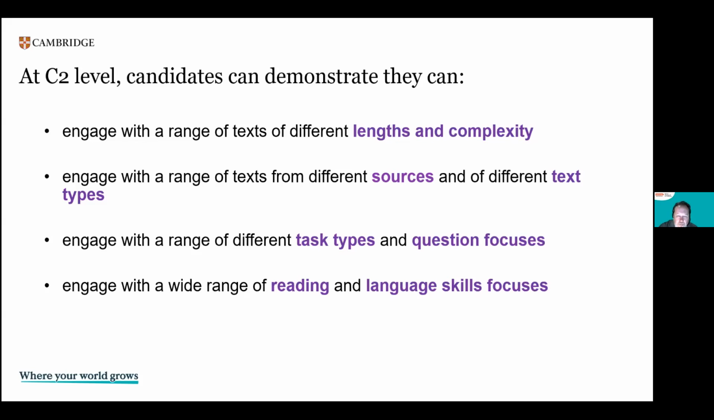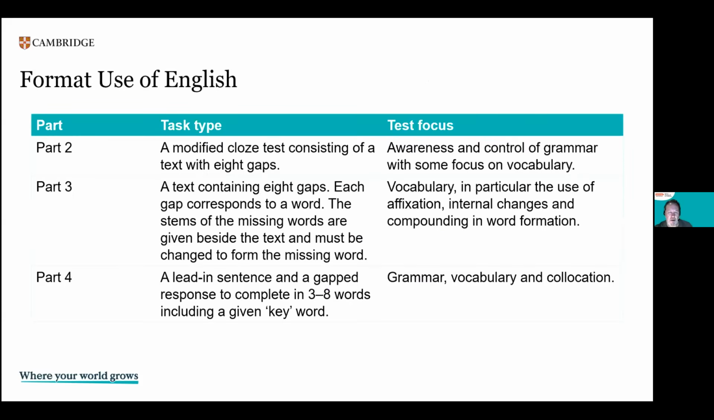So these are the parts which are associated with the use of English. Part two, part three, and part four. Part two is a gapped text. It's a text with different spaces. Each space corresponds to one word. Underneath the text, you will see it's focusing mainly on grammar and some vocabulary. Where it's vocabulary, it is things like phrasal verbs, collocations, and so on.